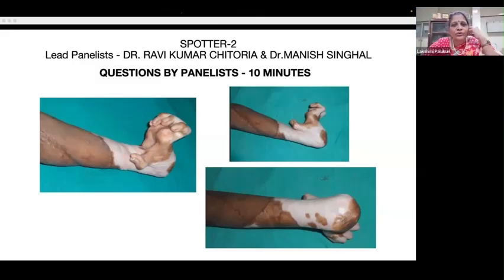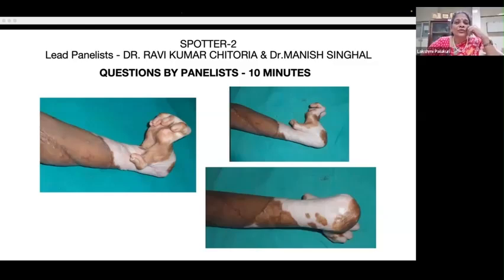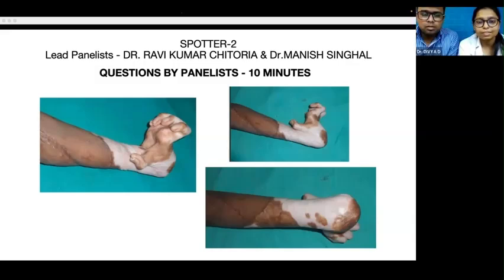Spotter 2, Dr. Ravikumar Chutiria, sir. Okay, and Dr. team 1. Team 2, sir. Okay, team 2. Yes, sir. What do you see in these pictures?